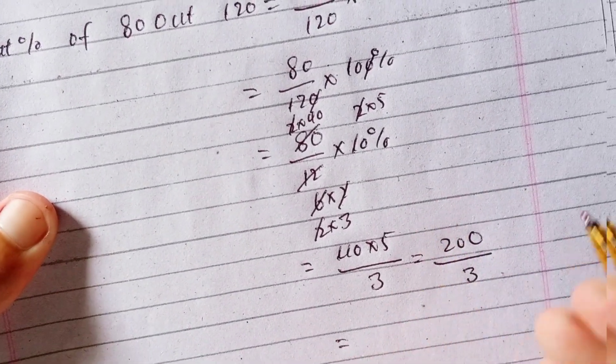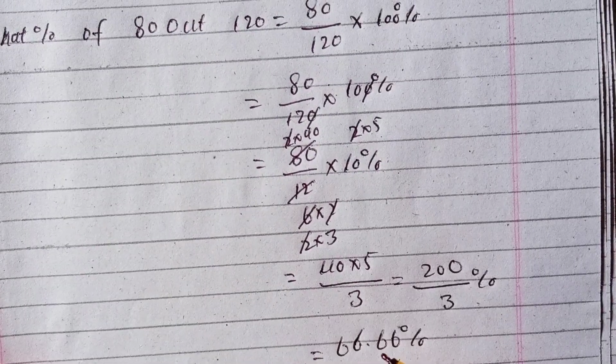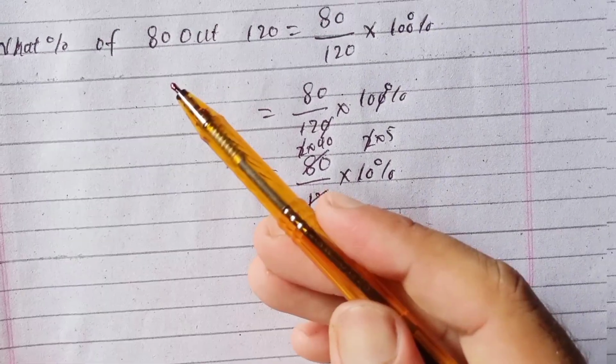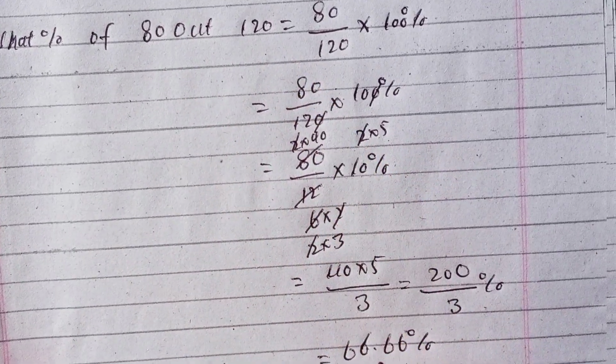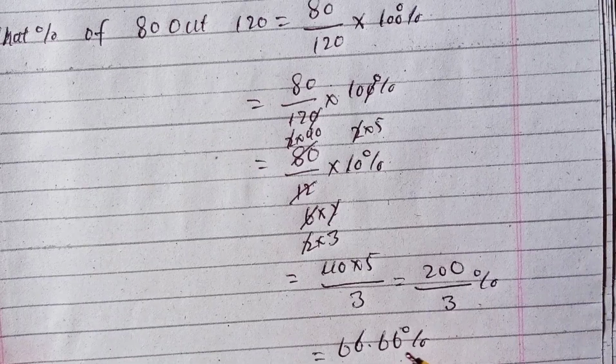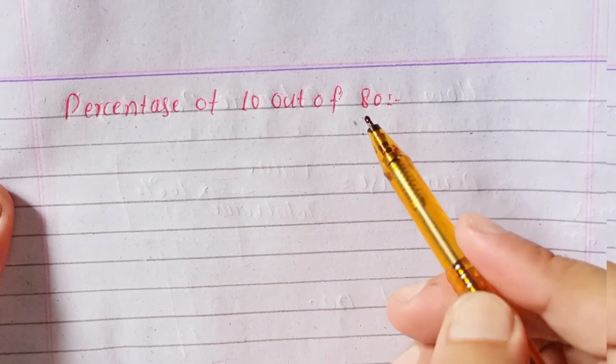So it is equal to 66.66%. The percentage of pass students, which are 80 out of 120, is equal to 66.66%. In this example, we have to find the percentage of 10 out of 80.